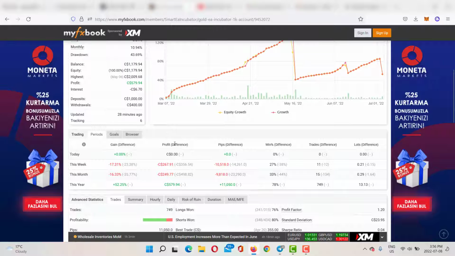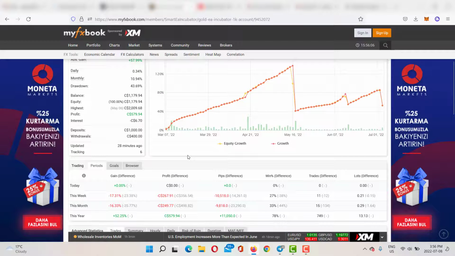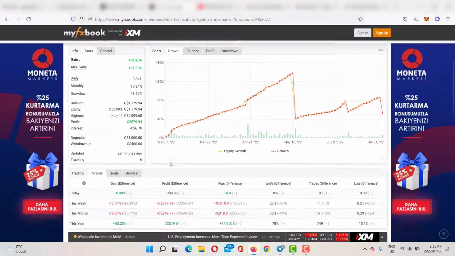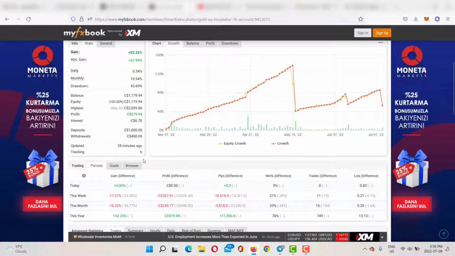But with Gold EA Incubator, the good thing is that there's the equity stop percentage. It means that it's not going to blow your account if you set that equity stop at a certain percentage. So for example, we put it at 20%, and if the equity is in drawdown for like 20%, it won't go further than that. It closes all the trades in loss, and then in 2 weeks it can recover all the losses. And this is exactly what we experienced.